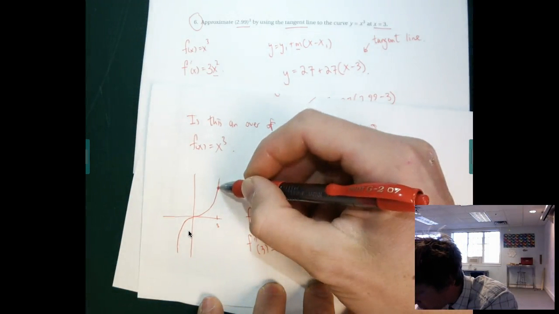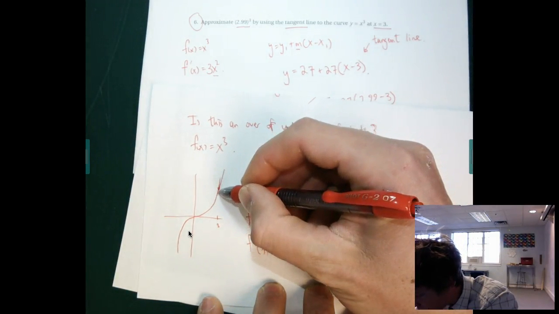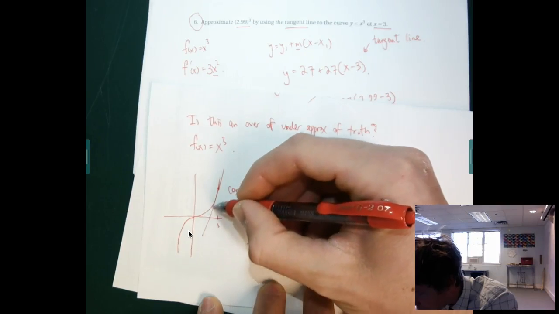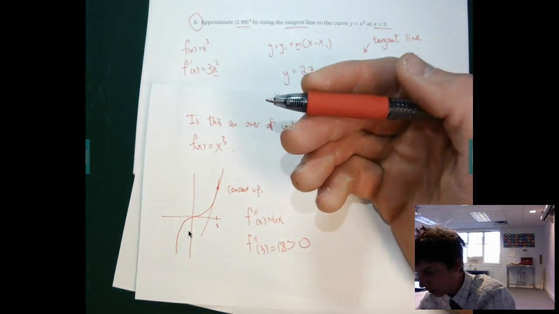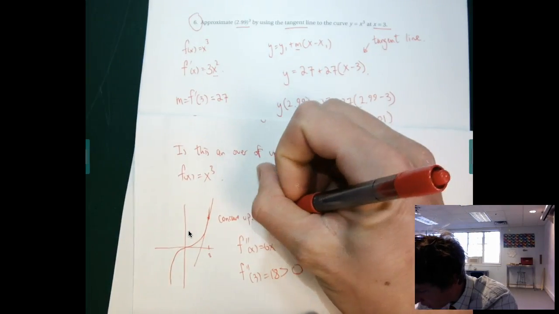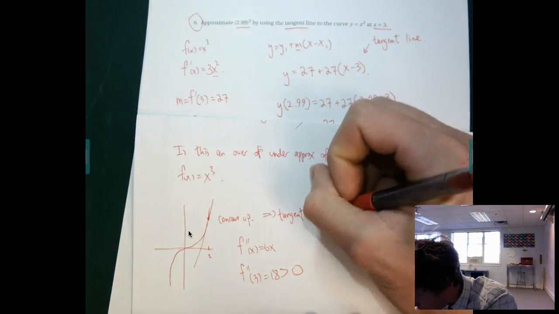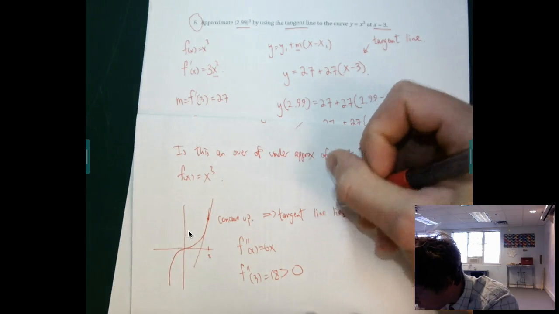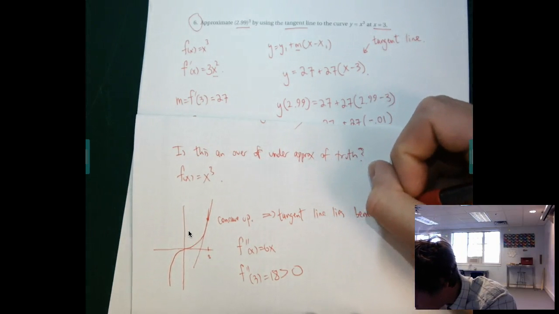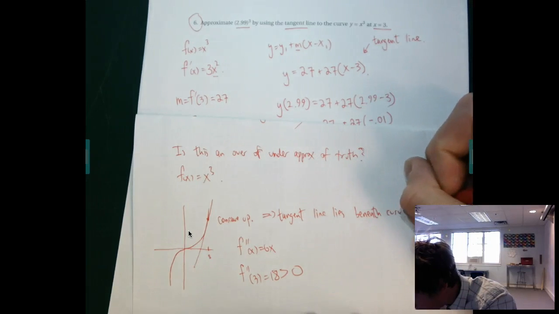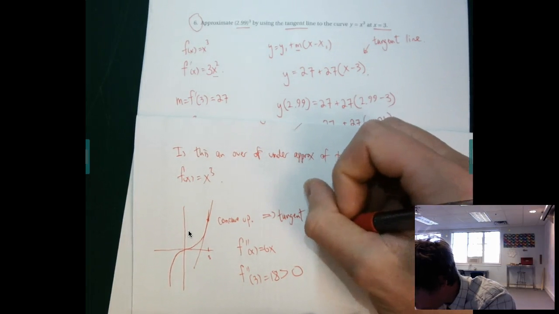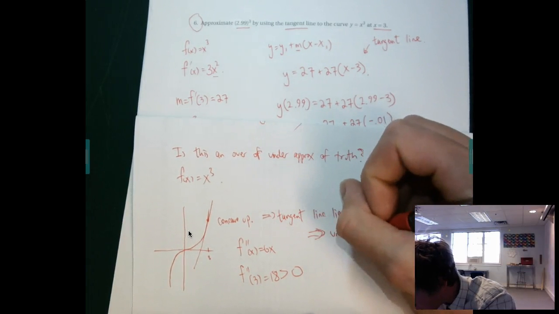If the function is concave up, that means the tangent line, here it is, the tangent line to the curve, actually lies beneath the curve. So because it's concave up, that means the tangent line lies beneath the curve. And this means that your approximation will be an under approximation.